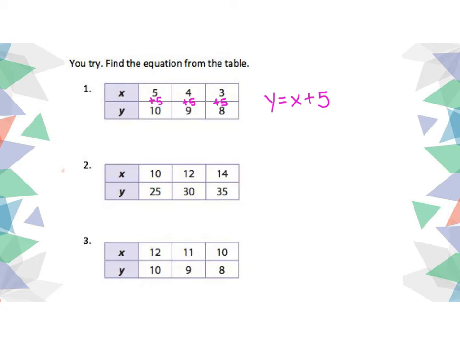In example 2, to get from 10 to 25, I can multiply by 2 5/10. I can also multiply by 2 5/10 to get from 12 to 30, and I can multiply by 2 5/10 to get from 14 to 35. So my equation would be y equals 2 1/2, or 2 5/10, times x.